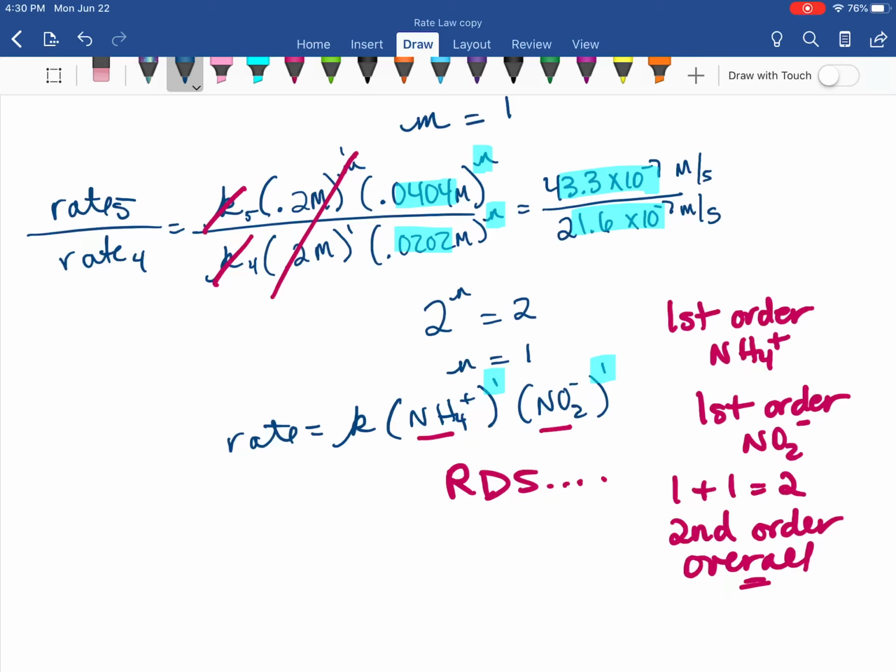Okay, now let's go one step further and solve for K. Let's find that rate constant. How do we do that? We can plug in any of our samples. Let's go ahead and plug in rate number 1, number 2, it doesn't matter. I'm just going to choose rate number 3.